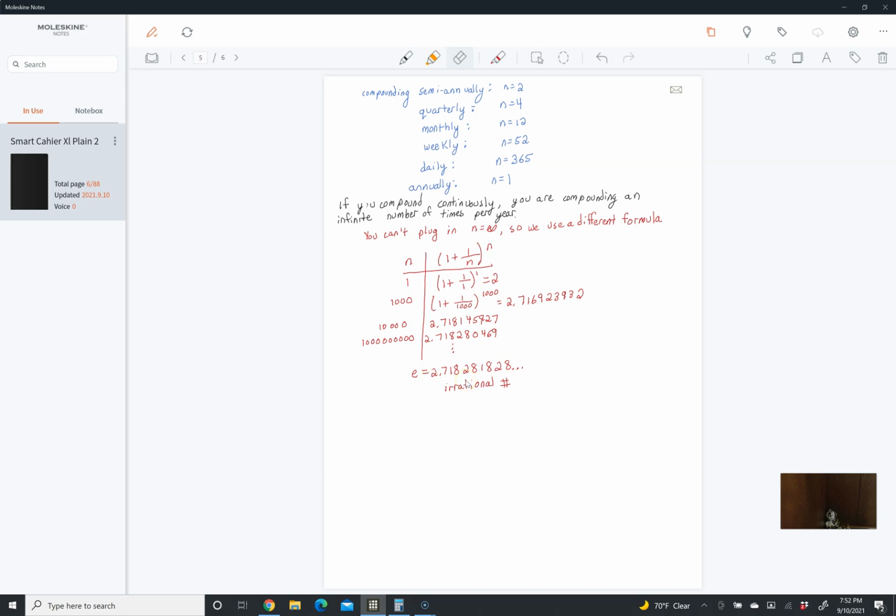It does have a name. It's called the Natural Exponential Function. That's what e to the x is.